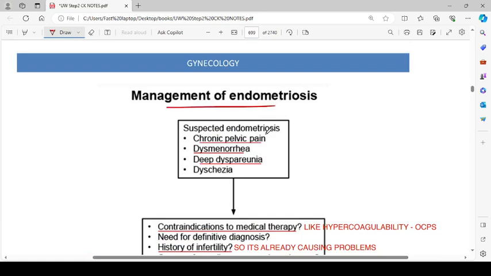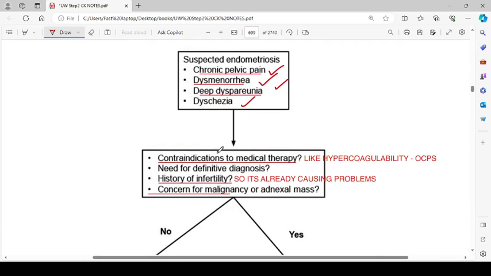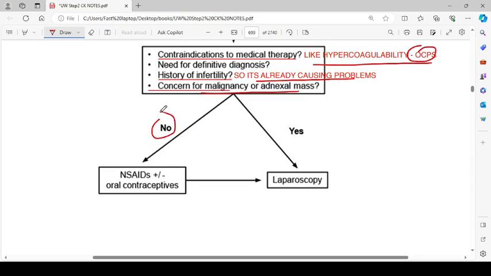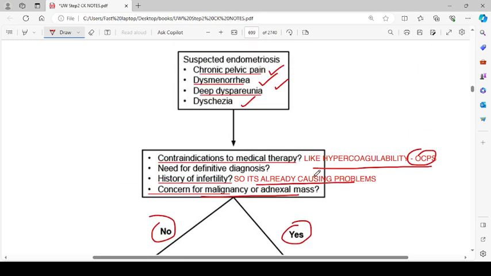Management of endometriosis. Suspected endometriosis on the basis of chronic pelvic pain, dysmenorrhea, deep dyspareunia, and dyschezia. Contraindications to medical therapy like hypercoagulability, oral contraceptive pills, need for definitive diagnosis, history of infertility, so it's already causing problem, concern for malignancy or adnexal mass. If these things are not present, give NSAID with or without oral contraceptive. If these are present, do the laparoscopy. Okay.